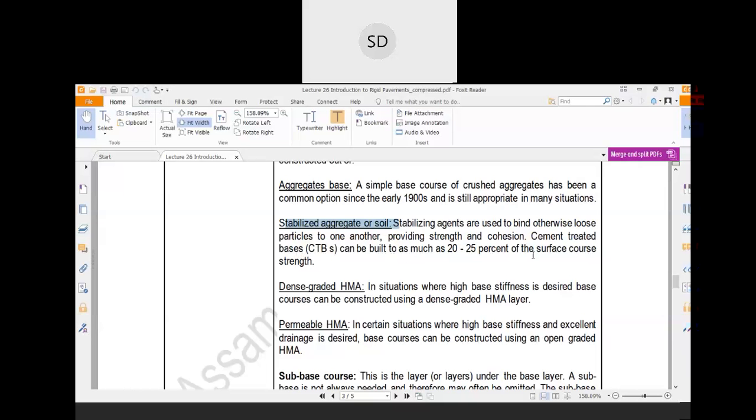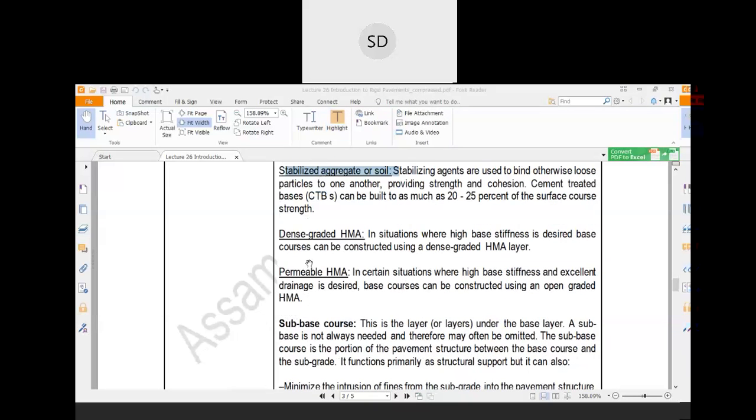Now, cement treated bases can be built to as much as 20 to 25% of the surface course strength. So to stabilize this, you can sometimes use cement slurry so that the entire subgrade portion can be stabilized so that a rigid surface course can be made over it.